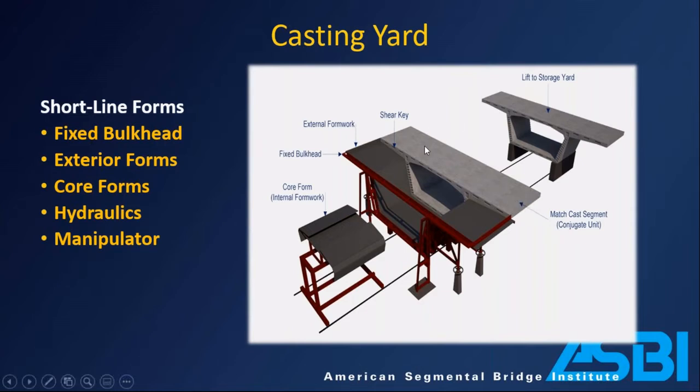So this segment here, a previously cast segment, is a match cast segment. This empty spot in the form here is where we're going to cast a wet cast or a new cast segment. So you see the external form, that's the outside shape of the segment. Here in red along here is the fixed bulkhead, so that'll create that face of the segment. You have a core form. The core form needs to be able to slide in and out to form the interior void of a segment. So this segment will be cast against that one, and it'll be formed by those four sides.